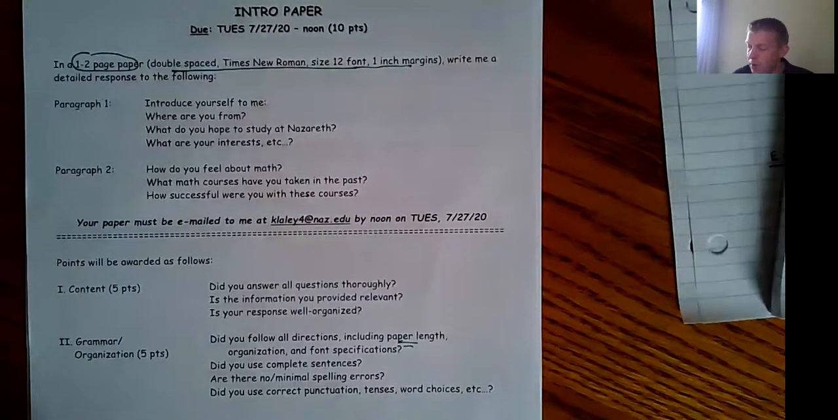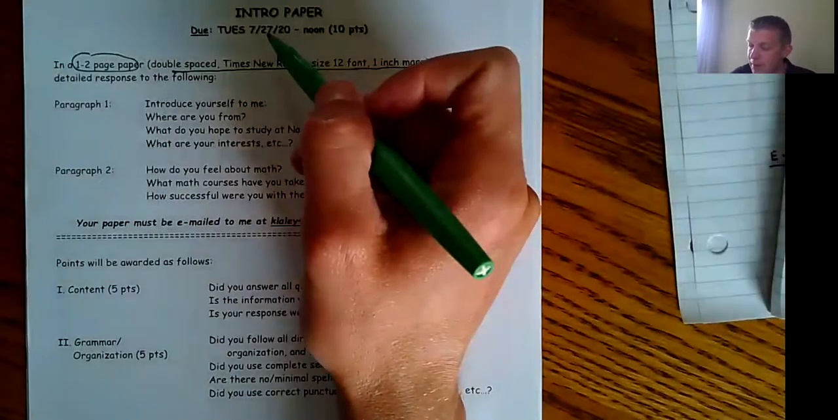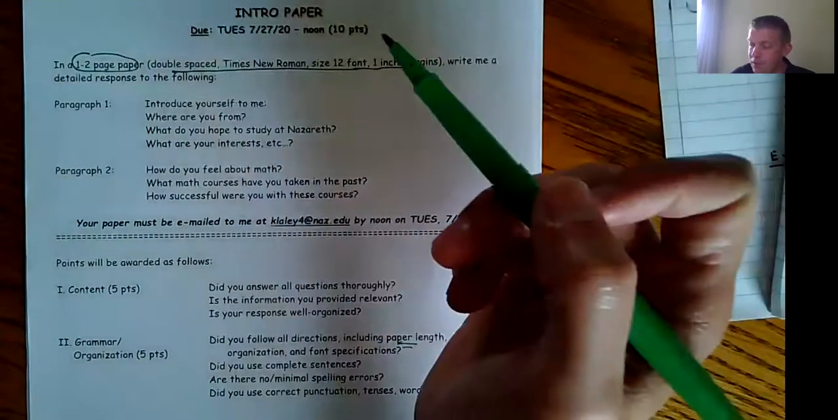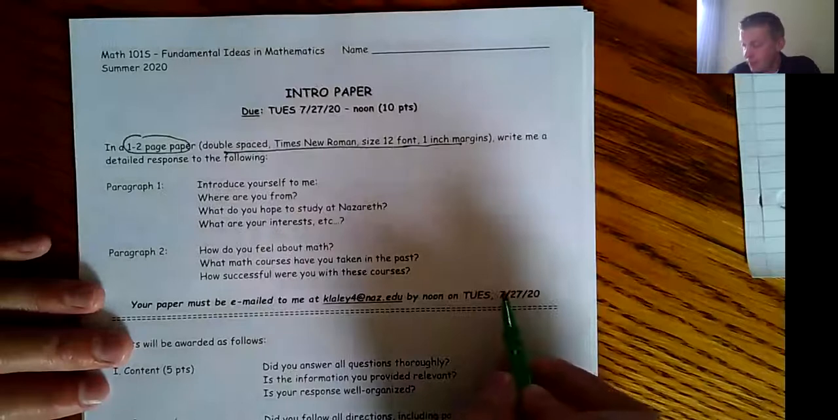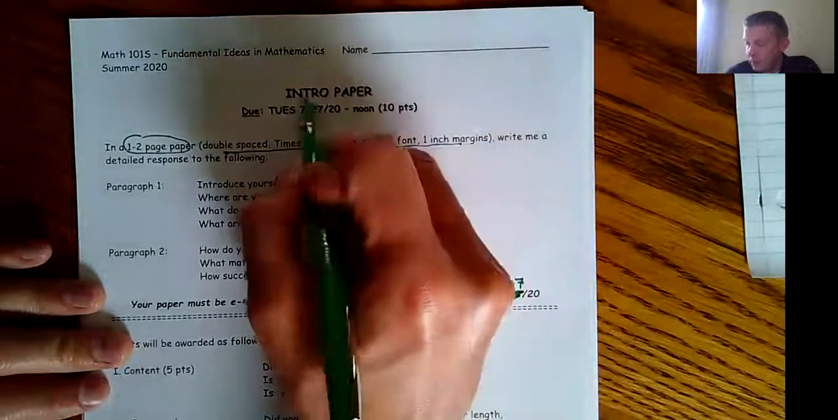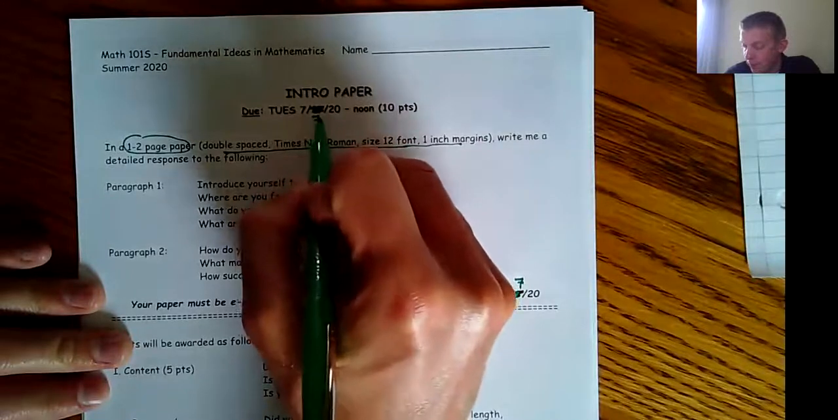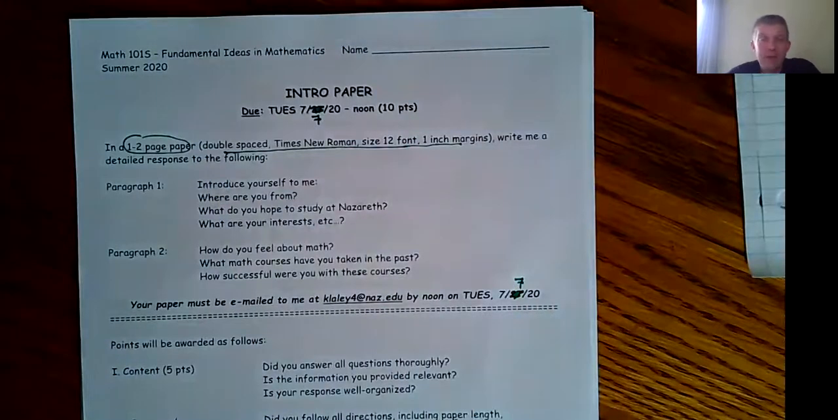This is a weird date now that I see on here. Sorry about that. It says 7/27. Okay. Sorry, there was just a mistake there. This should be Tuesday the 7th, not the 27th. Don't know where that came from. Tuesday the 7th by noon.